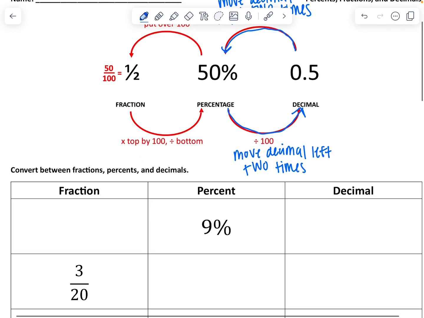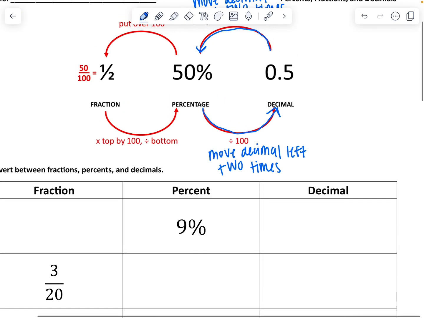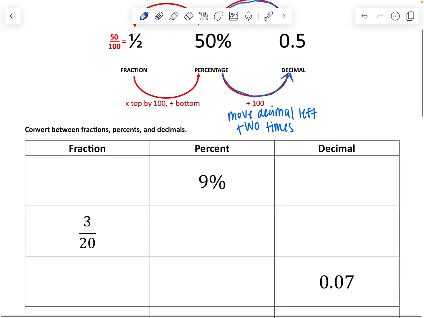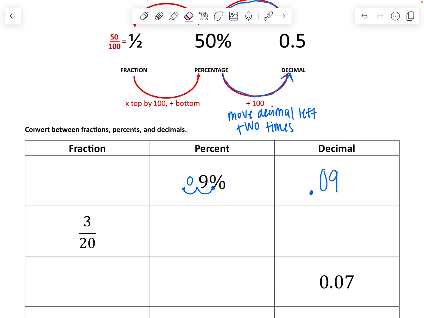Okay, so I want you to write those 2 tips down so that you can use them later on. So to go from a percent to a decimal, it says move decimal left 2 times. So I'm at 9%, so my decimal's right there, and I'm going to move it twice to the left, and I would add a 0. So that would mean my decimal is 0.09. All I did was move my decimal twice to the left.